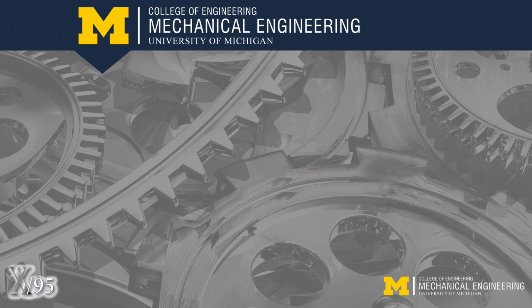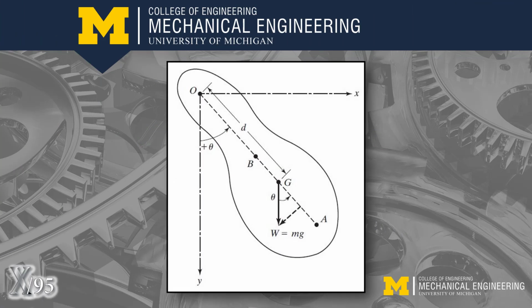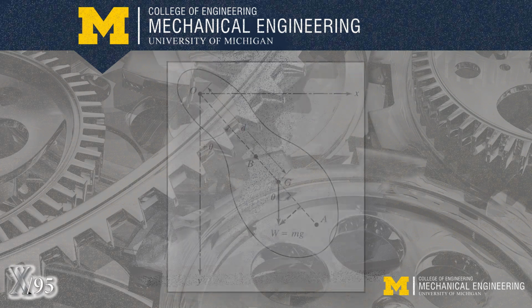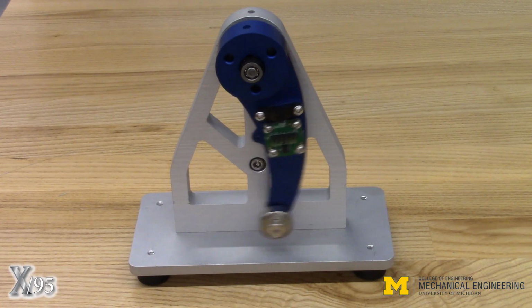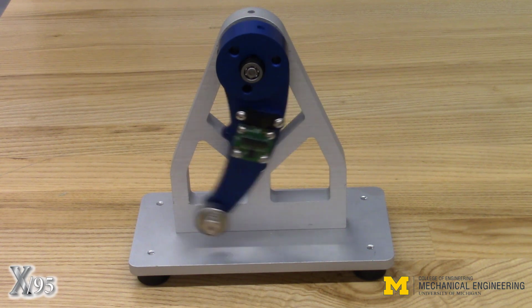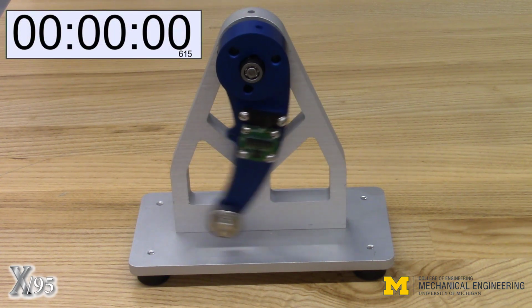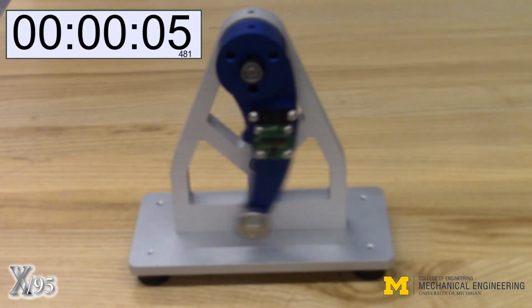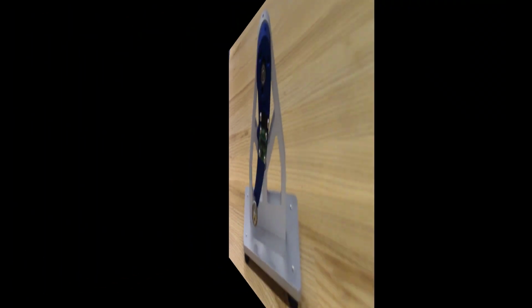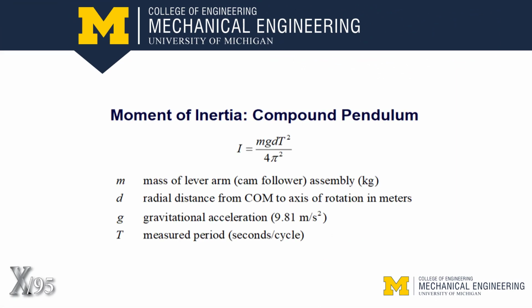A compound pendulum is another method to experimentally determine the moment of inertia of the lever arm. A test fixture is available with the lever arm assembly freely pivoting on precision bearings to mitigate friction. Initiate a subtle oscillation of the lever arm by laterally nudging the assembly. Use a stopwatch to time out 60 to 100 full cycles and calculate the period of oscillation, or seconds per cycle. Use the measured period and assembly mass to calculate the moment of inertia.